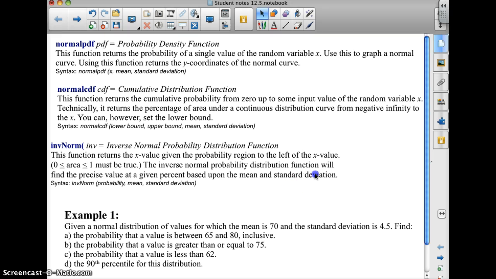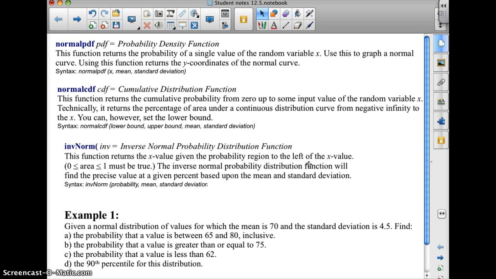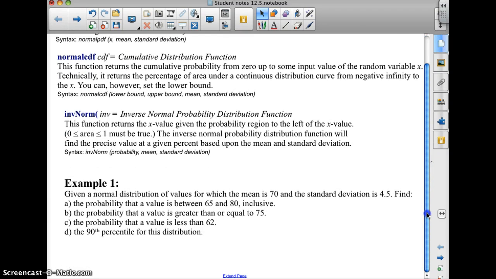Inverse norm. This is where you can actually take a probability, which is the percent as a decimal, and the mean and standard deviation, and it will give you that score. That's kind of how you can do a percentile rank. That's how you can do a percentile with a normal distribution. Let's get into the first example here.